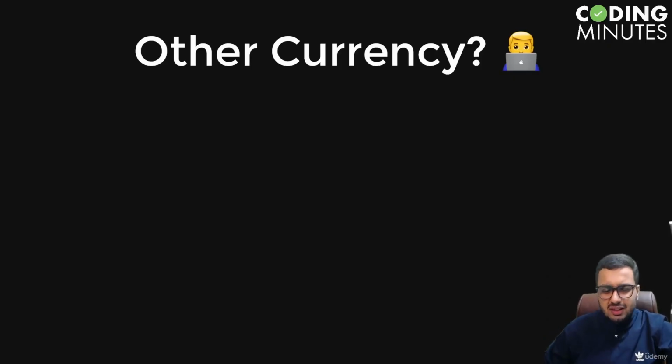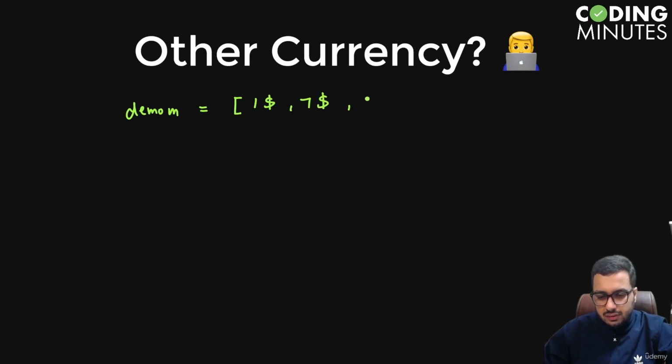Hi everyone. So now let us see a problem where the greedy can fail if we talk about some other currency. Let us say you go to some other country where the currency denominations are of this form: you have a $1 note, you have a $7 note, and you have a $10 note. And for example, now you want to make change for $15 using minimum coins or minimum notes.